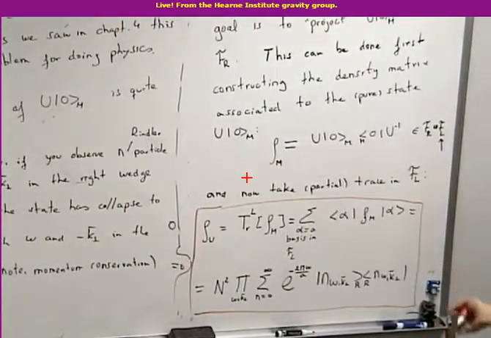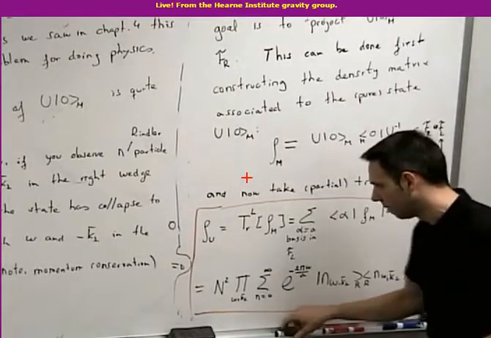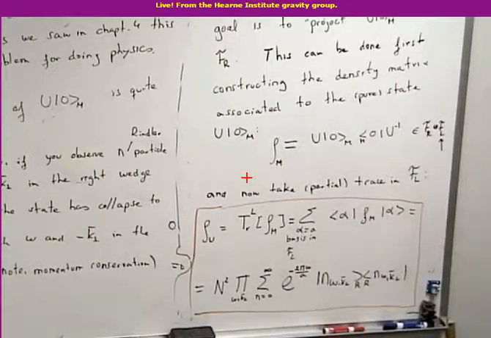And this is a mixed state. This is genuinely a mixed state. So this is the Minkowski vacuum when reduced to the right Rindler wedge.